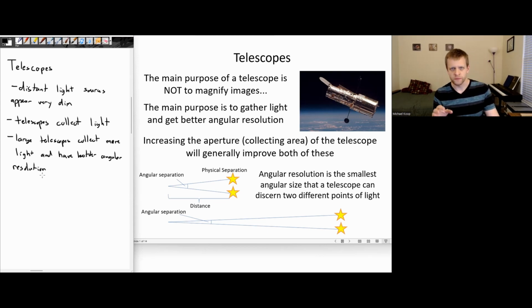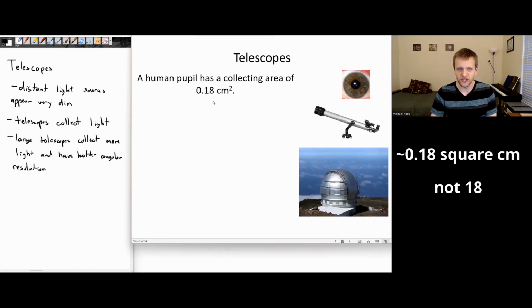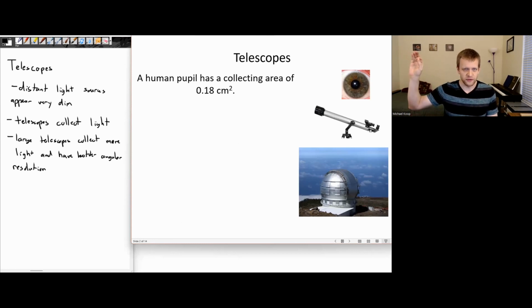And again, these are two of the key properties that determine how good a telescope actually is. If you want to see something that's very far away, it's probably going to be pretty dim, so you have to collect a lot of light for that. For example, the human pupil has a collecting area of about 18 square centimeters. Not very much. If you just go outside at night, objects that are even somewhat far away are going to be too dim to see.